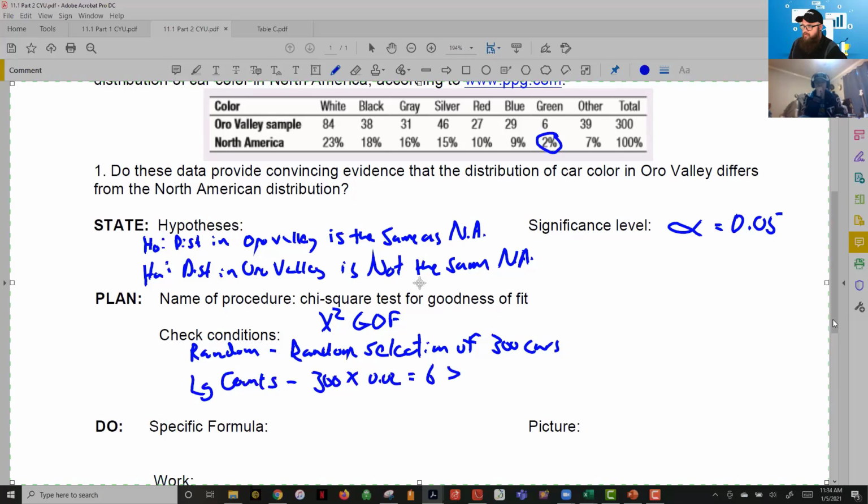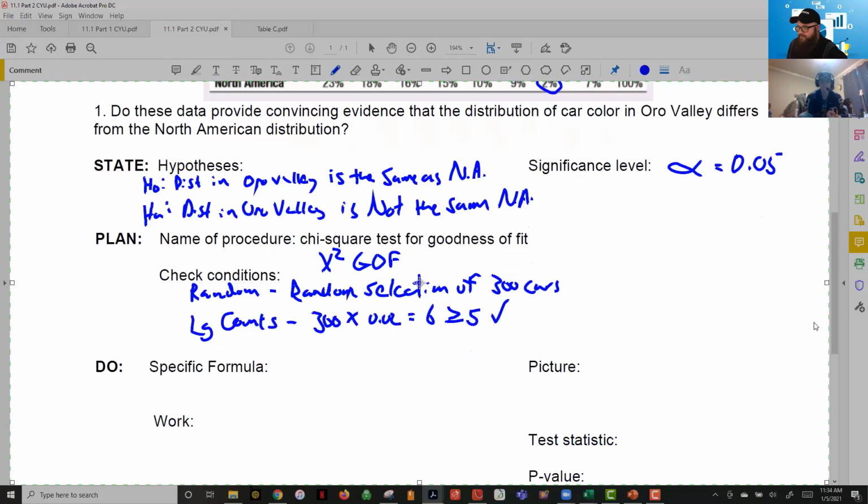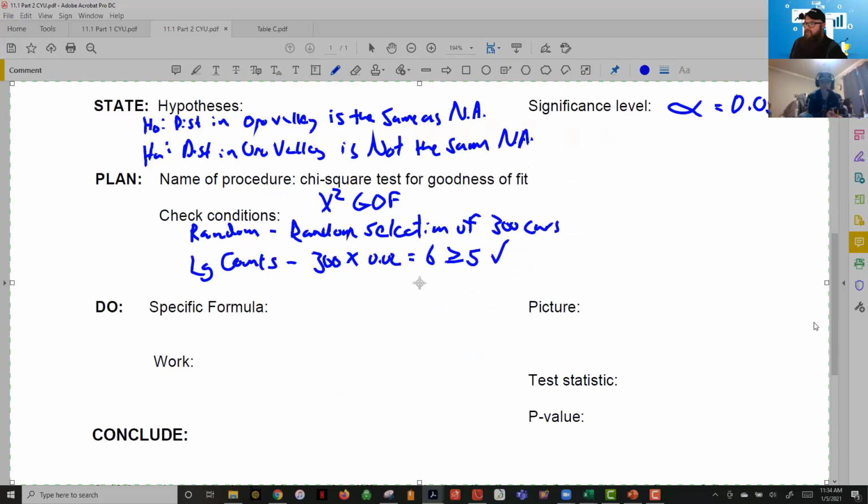Well, 6 is greater than or equal to 5, so that checks off. So that's all we're looking at there. That makes sense as far as going forward with that? Yeah. Okay.